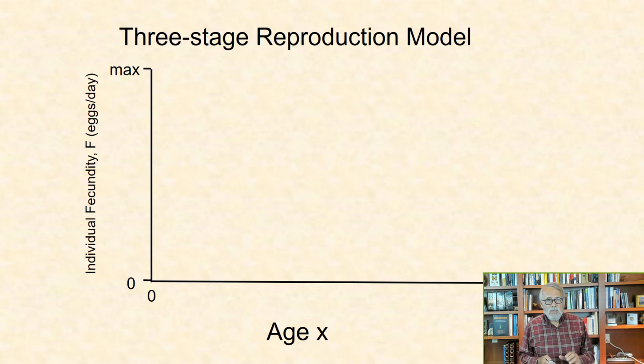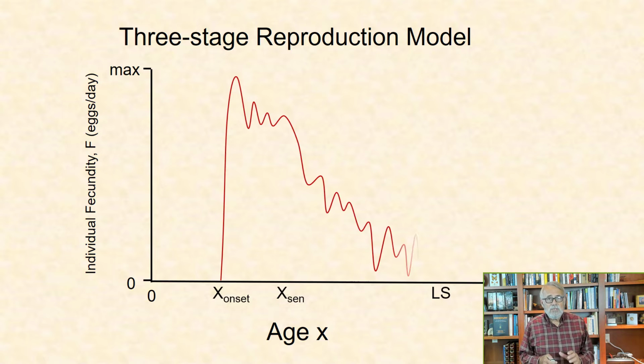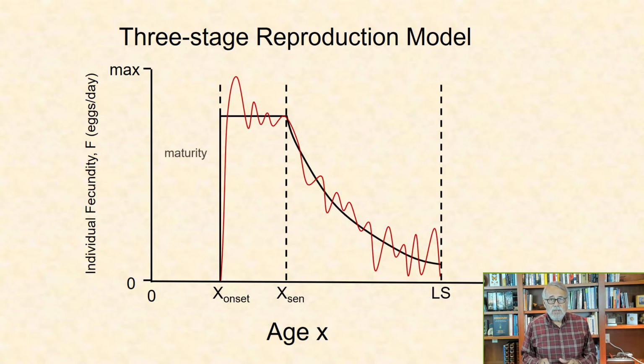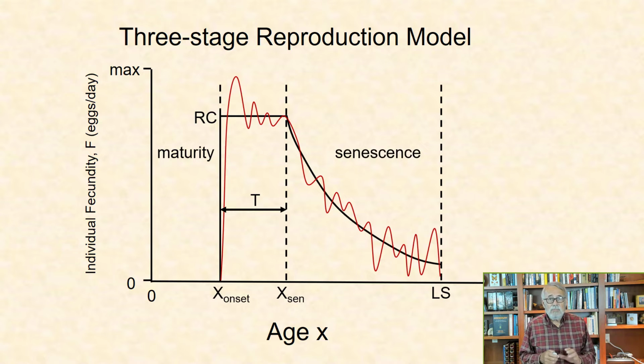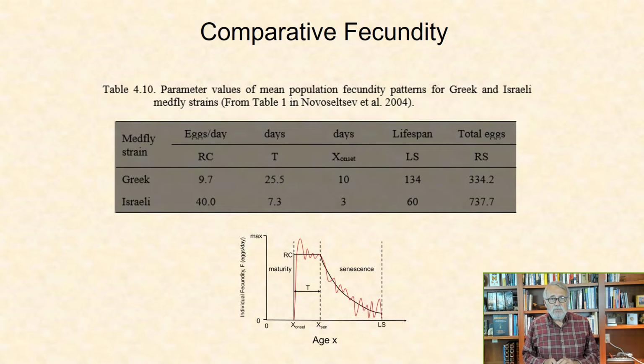Here is a schematic of the Novoseltsev 3-stage model showing all of these parameters. Note that the rate of egg laying, RC, in this model assumes constant egg laying from the X onset to X senesce, and then exponentially decreasing reproduction thereafter. A comparison of individual level metrics generated using this model for comparing egg laying and survival between medflies from Greece versus those from Israel is given in this table.